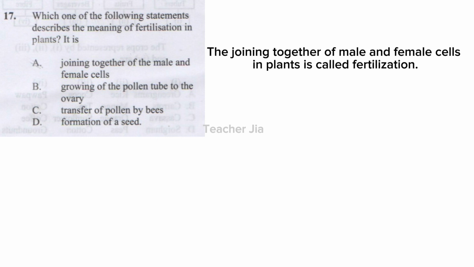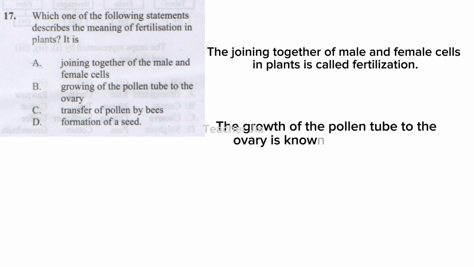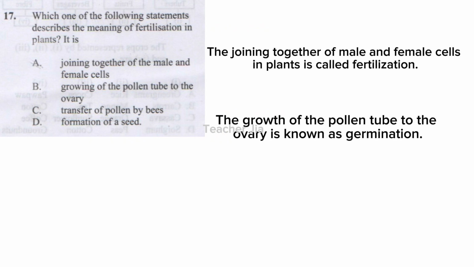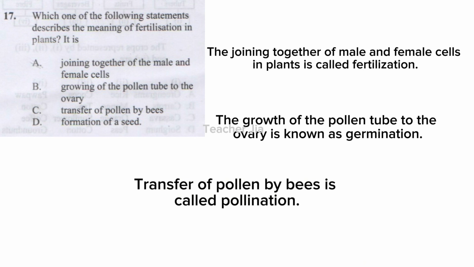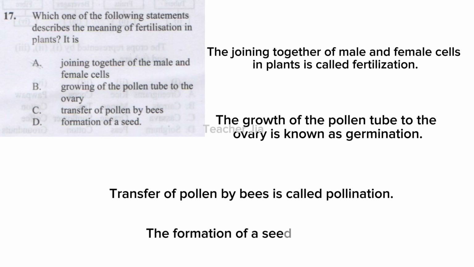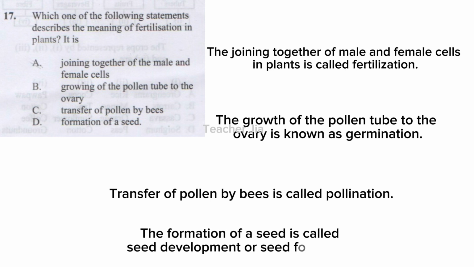When you check choice B, growing of the pollen tube to the ovary. The growth of the pollen tube to the ovary is called germination. Choice C, transfer of pollen by bees. So the transfer of pollen grains by pollinators such as bees is called pollination. Formation of a seed, that is called seed development or seed formation. So our answer is choice A, fertilization.